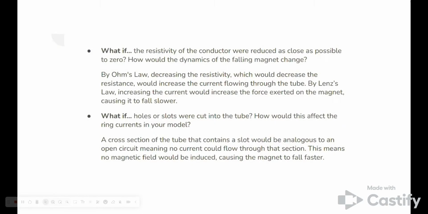What if holes or slots were cut into the tube? How would this affect the ring current in your model? A cross-section of the tube that contains a slot would be analogous to an open circuit, meaning no current would flow through this section. This means no magnetic field would be induced, causing the magnet to fall faster.